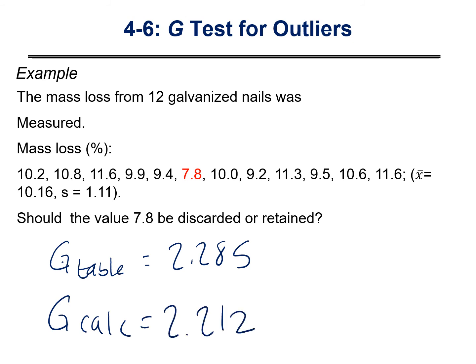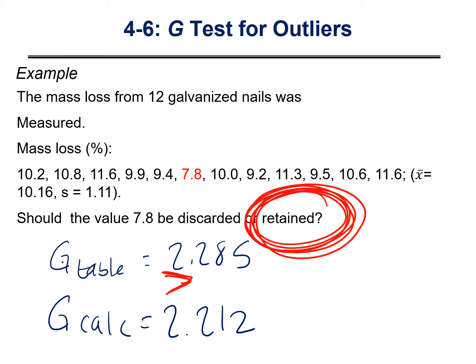So our GTable is greater than our GCalc, which means the question is, should the value 7.8 be discarded or retained? Well, if our GTable is larger, that means that the 7.8 value should be retained, and it is not considered an outlier.